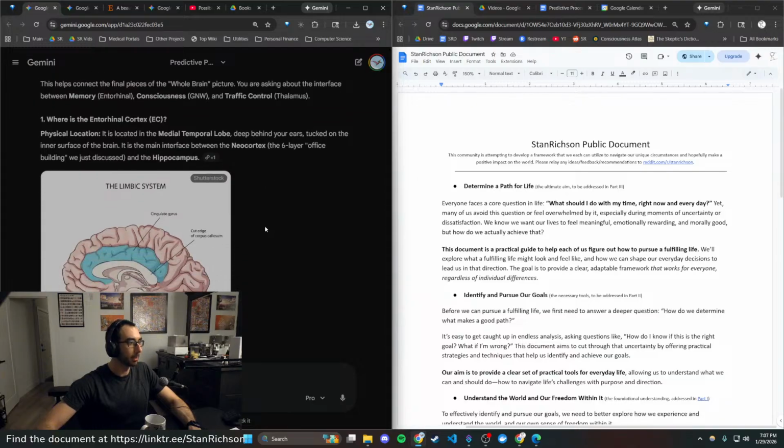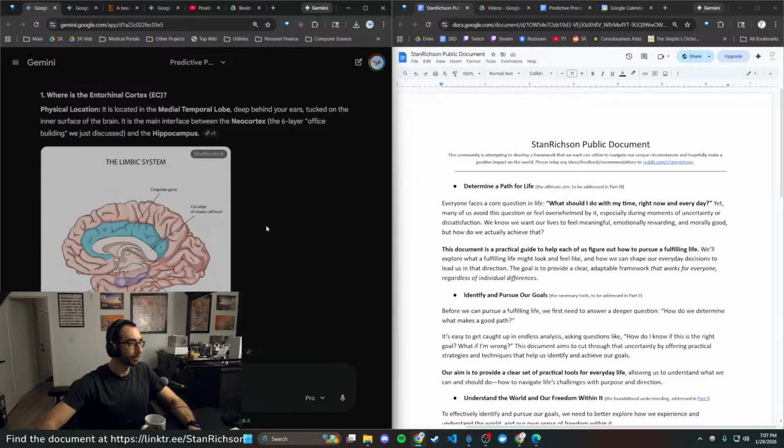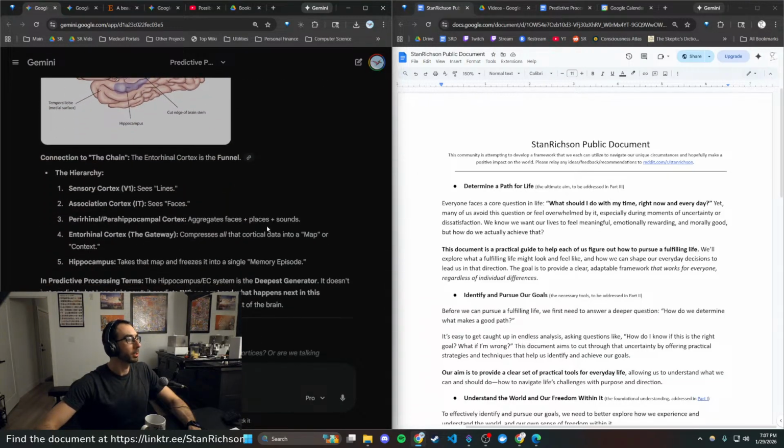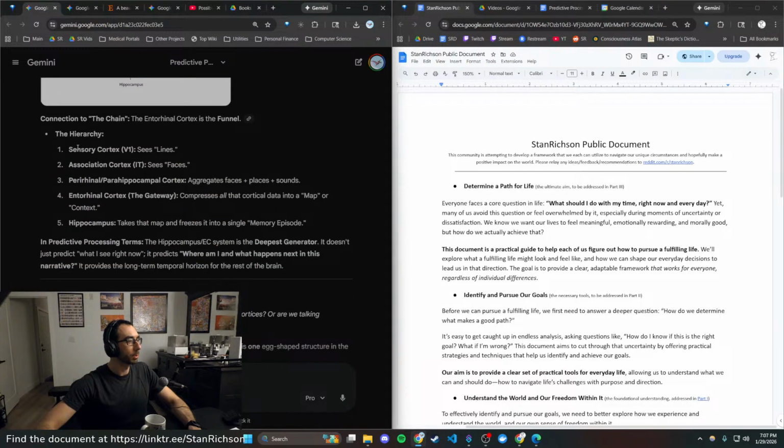I see. Very cool. Connection to the chain: the entorhinal cortex is the funnel. Sensory cortex sees lines. The association cortex sees faces. The parahippocampal cortex aggregates faces, places, and sounds.